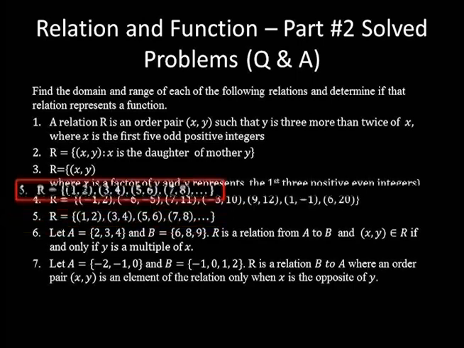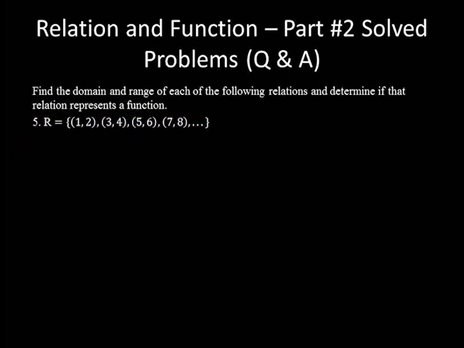Question number 5. R equals these ordered pairs. It's a set containing an infinite number of ordered pairs, because these 3 dots express its continuation following the same pattern. In the ordered pairs listed out, each y value is greater than the corresponding x value by 1. Thus, that same analogy applies to the entire set.